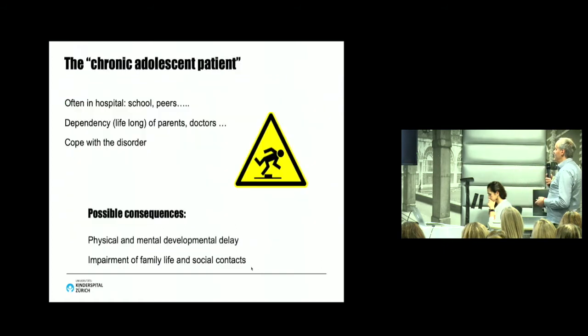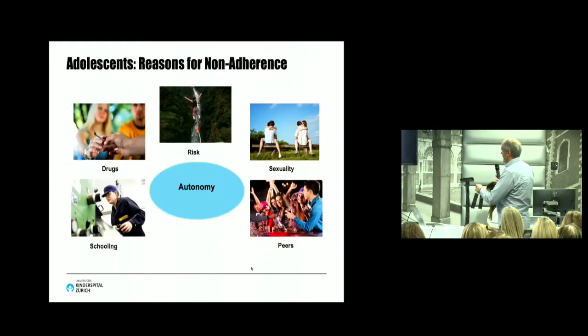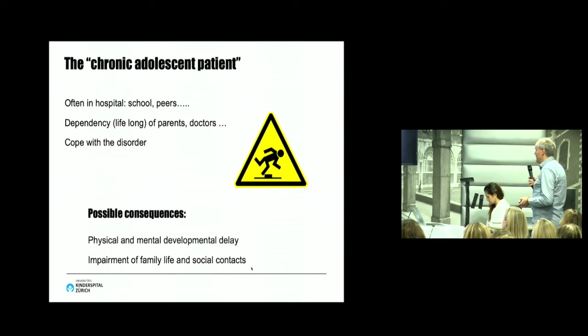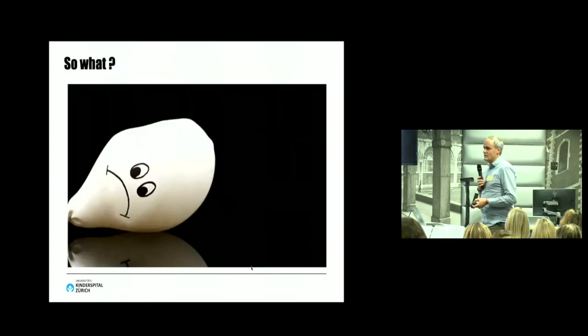And in a chronic adolescent patient, I mean, this slide here is just for every teenager, but in a chronic adolescent patient, there is even more. They are very often at the hospital, they depend on parents, they depend on doctors, they depend on nurses, and they have to cope with their chronic disorder. They depend on the hospital their whole life. And the possible consequences, of course, are physical and mental development delay and an impairment of their family life and their social contacts.